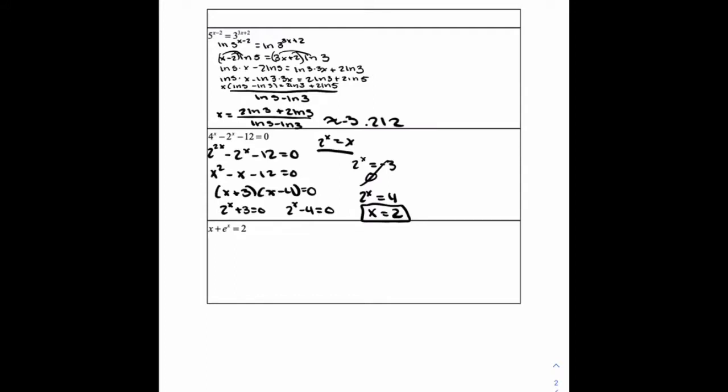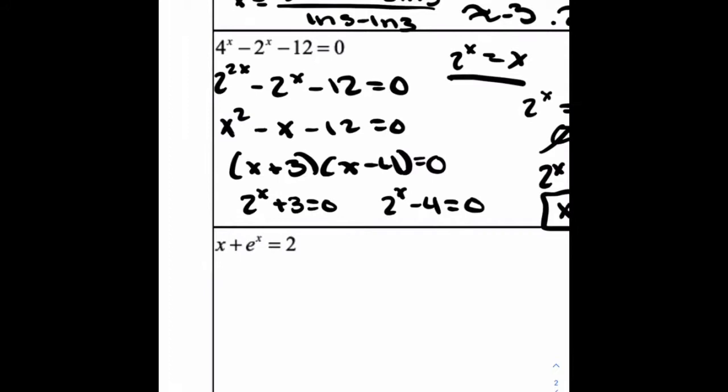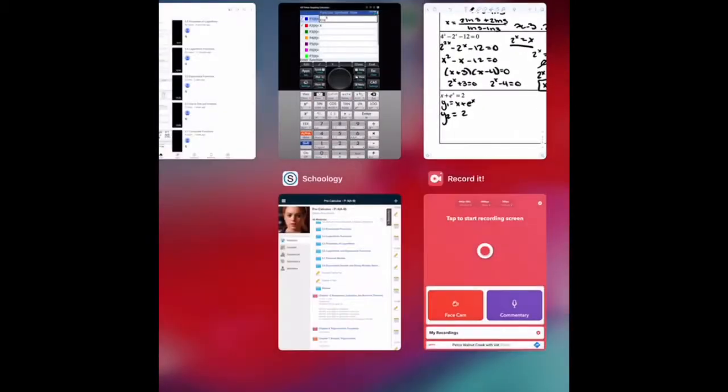Alright, here is our last example. So we have x plus e to the x equals 2. So we're going to go ahead and use a graphing utility and plug both of these into the calculator. So the first function we're going to put in is y1 equals x plus e to the x, and then y2 is just y equals 2. And we're going to figure out where these two equations intersect.